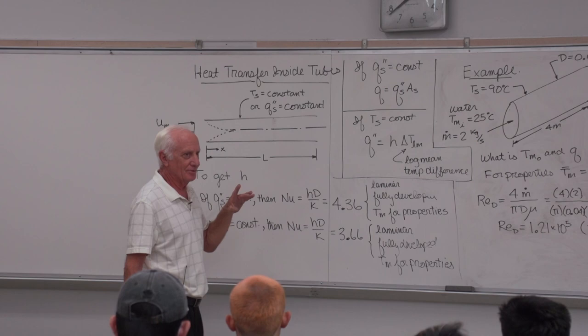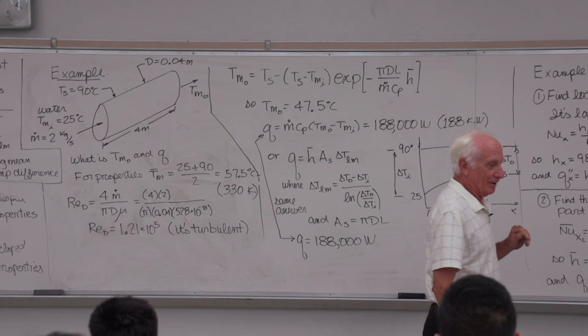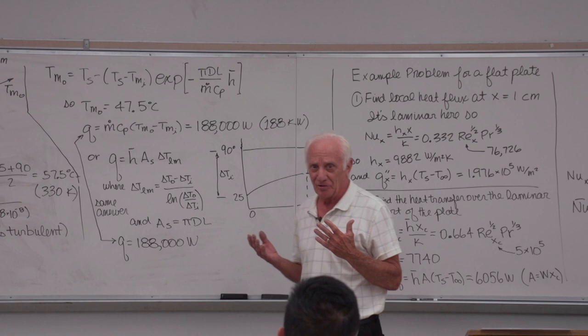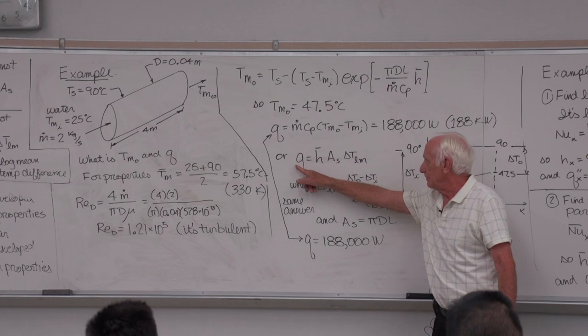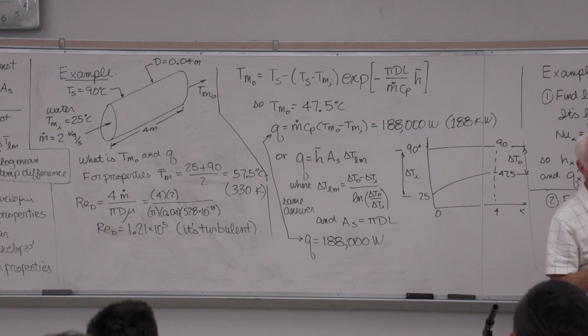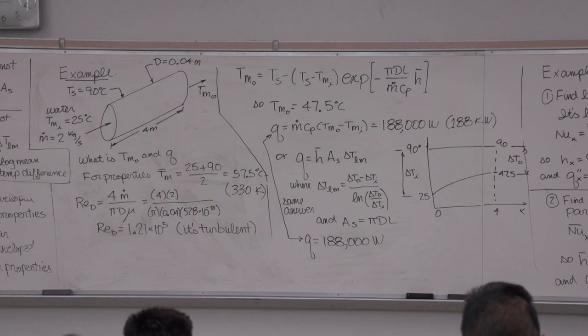Well, you get out your library of equations for tubes, and you try to find somewhere the symbol L. You hope you find L in the equation somewhere. Let's see, where is L? There it is, right there. If I know Q, 188,000, and I can find T mean out, I can solve for L. That's when you would use that equation as opposed to m dot c sub p delta T. There's no L in m dot c sub p delta T. Okay.